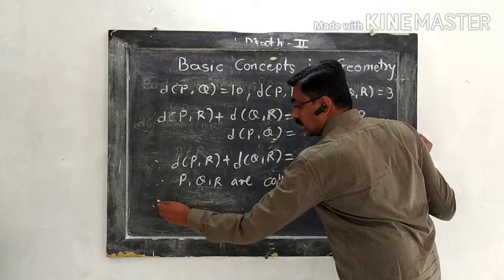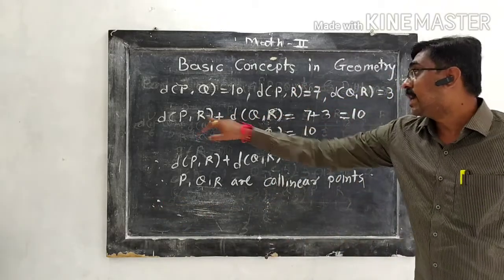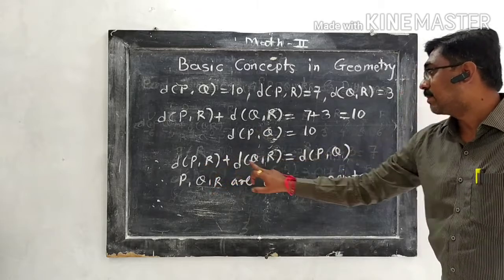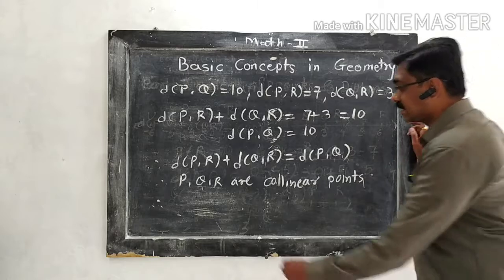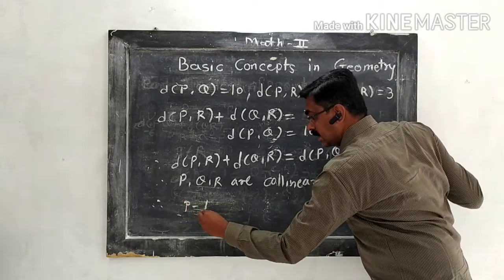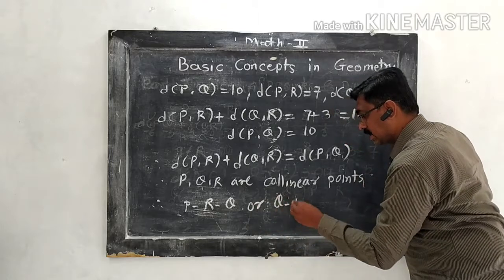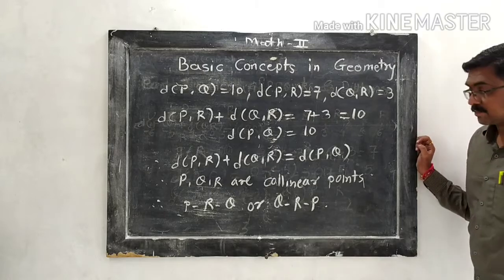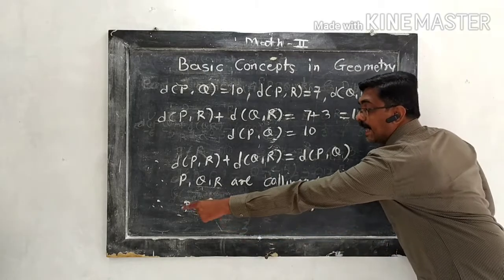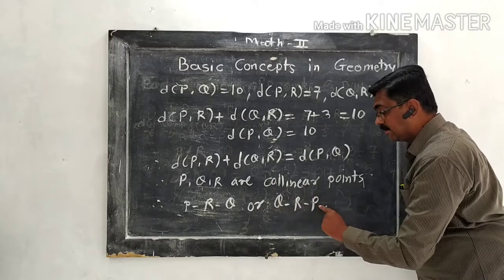And therefore, now deciding the betweenness. As distance PR plus distance QR equals distance PQ, R is the common point. So we can say P-R-Q or Q-R-P is the betweenness relation. That means point R lies between point P and Q.